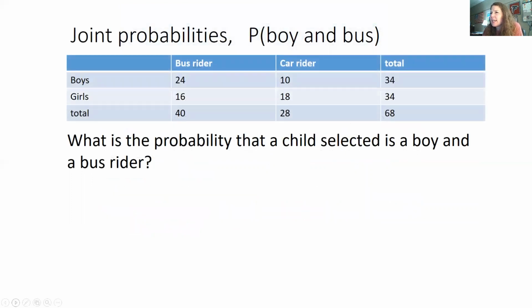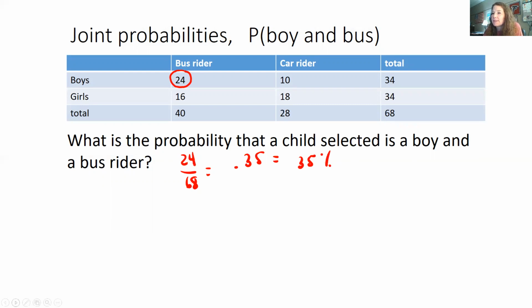So then it says, what is the probability that a child selected is a boy and a bus rider? Well, boys and bus riders, we're looking at this section, 24 out of 68. So 24 out of 68 is about 35%.